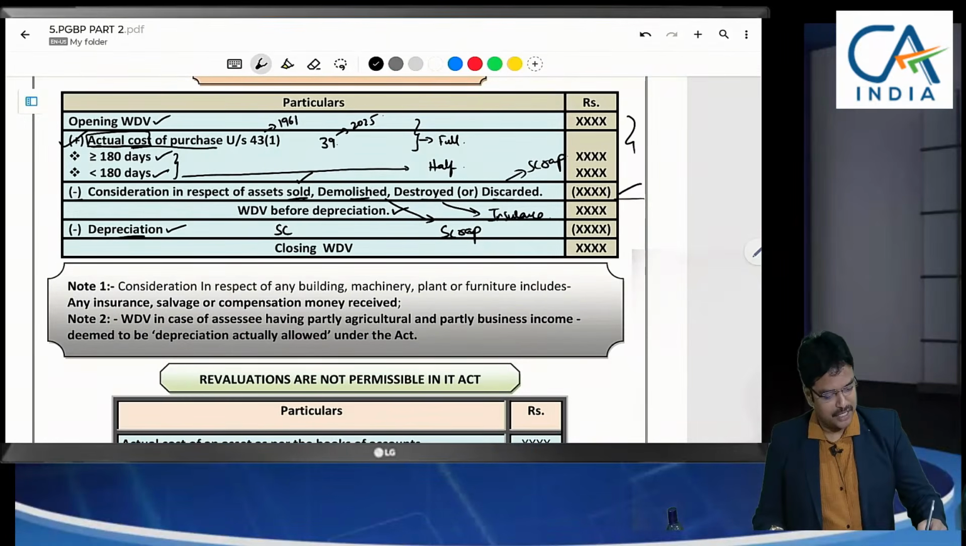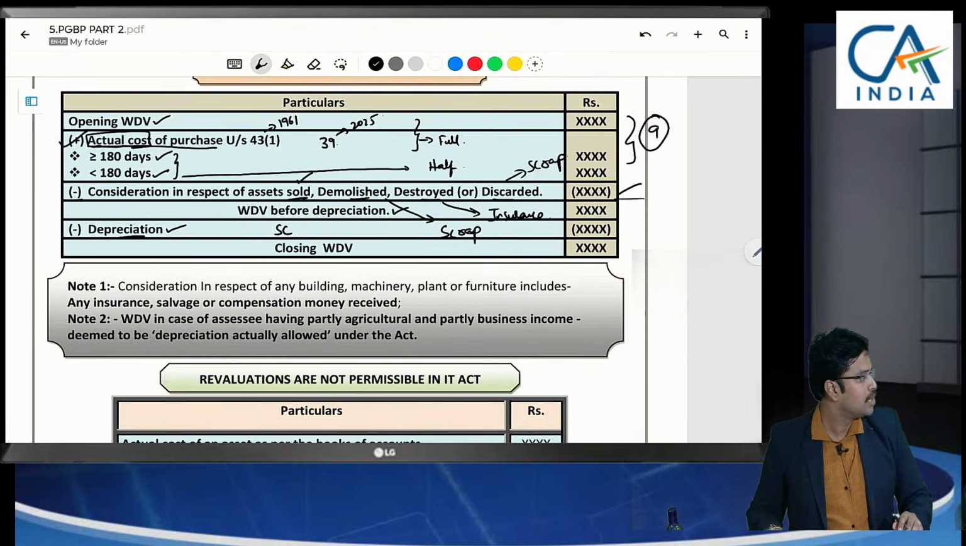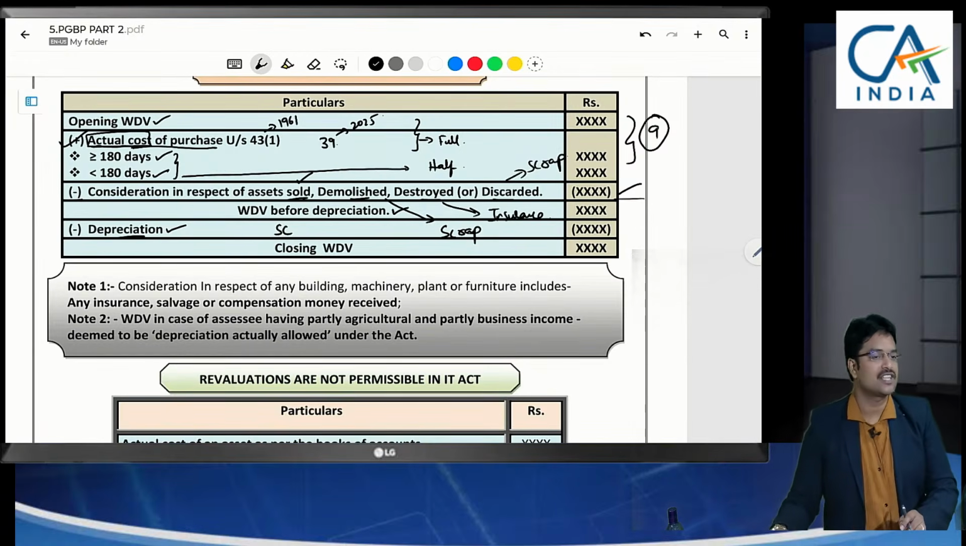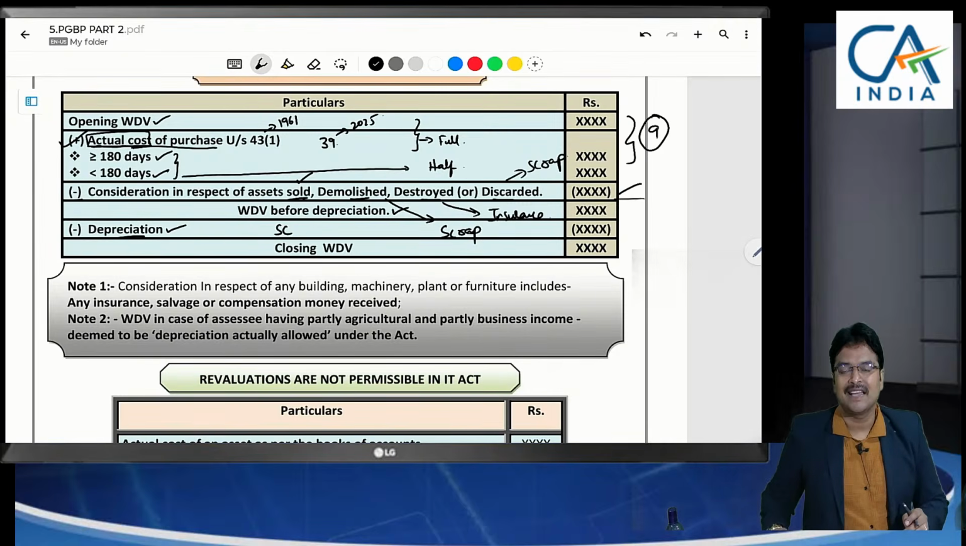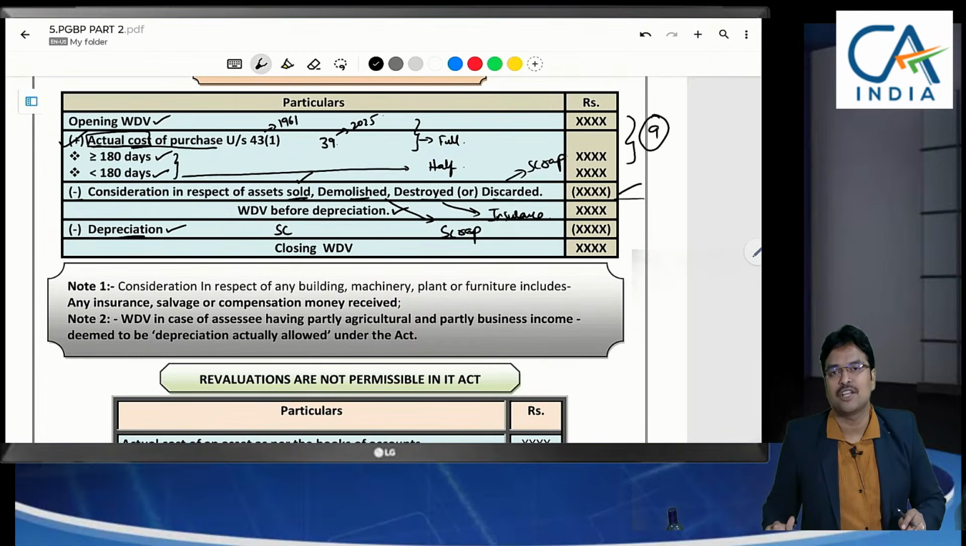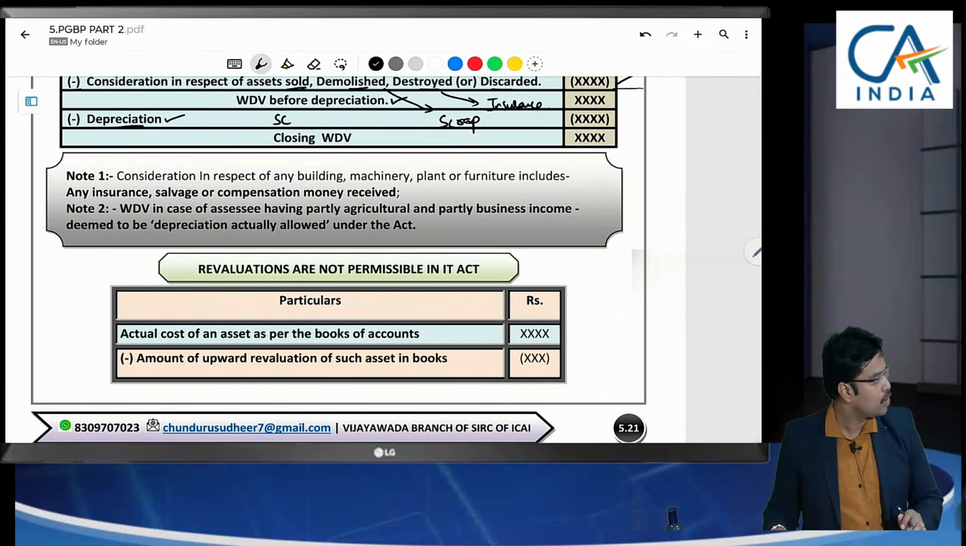To understand this format, we have learnt 9 examples. If anyone wants to learn this concept of depreciation practically, and those 9 examples have been understood, the concept will be very easy. Now coming to the next one, note number 1.